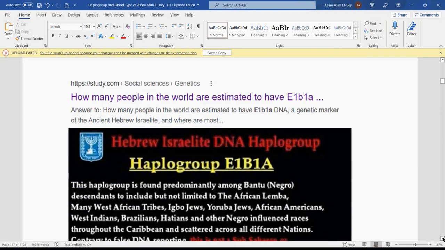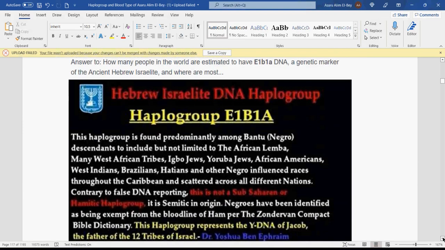So, there was a question I was asked on Google. It says, how many people in the world are estimated to have E1B1A DNA, a genetic marker of the ancient Hebrew Israelites? Right? It's a genetic marker of the ancient Hebrew Israelites. E1B1A, and its subclans. But this is the haplogroup, E1B1A.